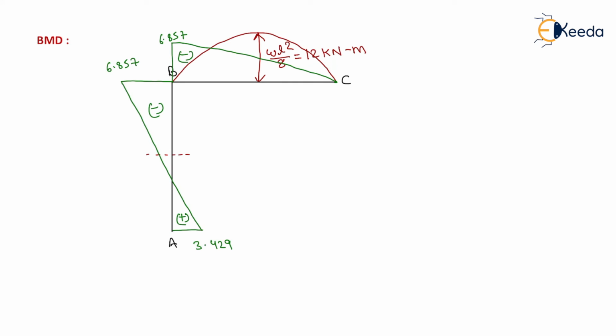Now in this zone, the positive and negative will compensate each other, and the net moment will be like this: in this portion positive moment, in this portion throughout negative moment, in this portion throughout negative moment, in this portion throughout positive moment, and that will be the complete bending moment diagram of this frame.